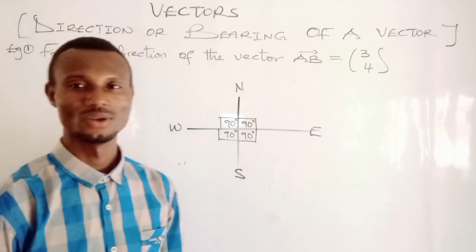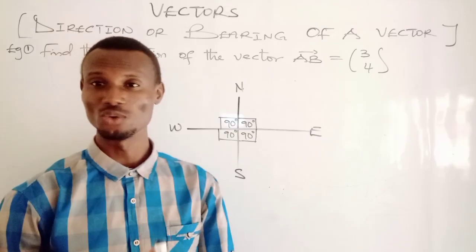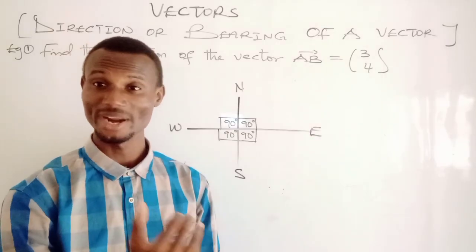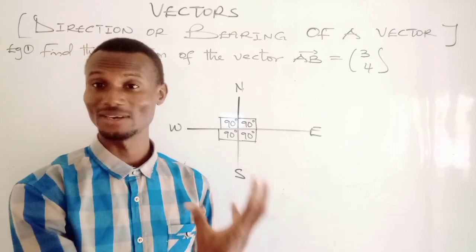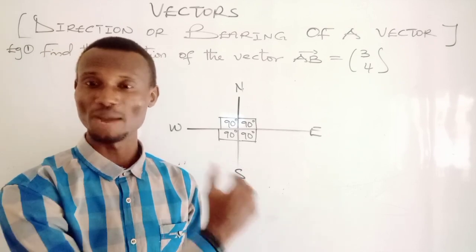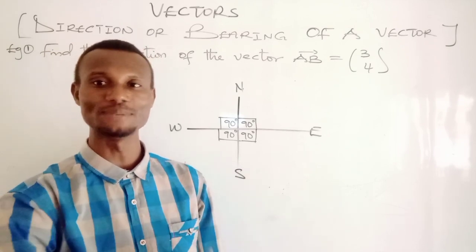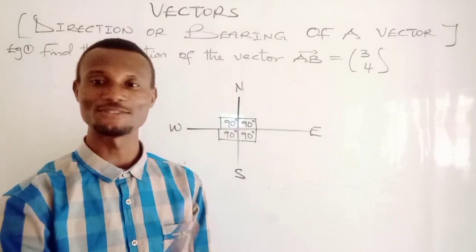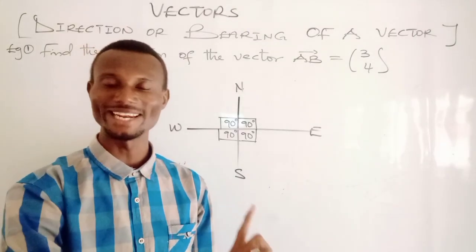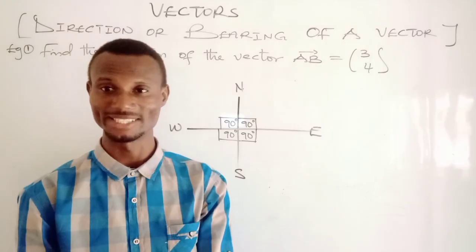Another thing that you are supposed to know about bearing is that when you are reading any angle on a cardinal point, or when you are reading any bearing, you always need to start from the north and you read in the clockwise direction.